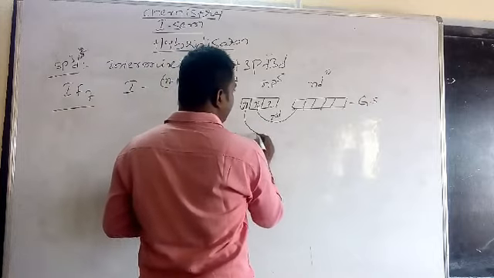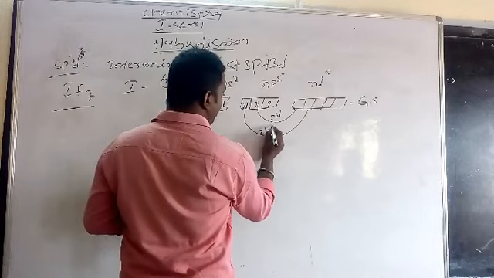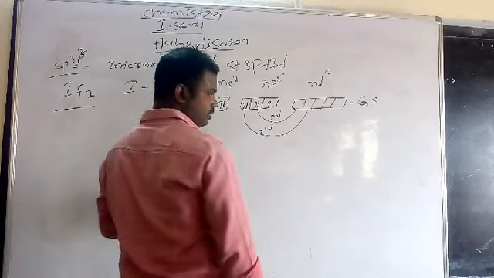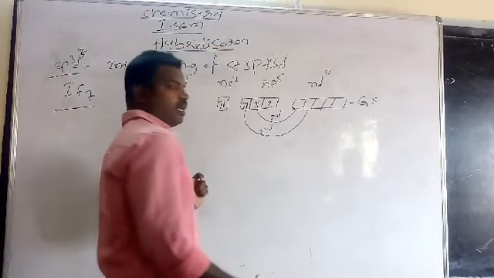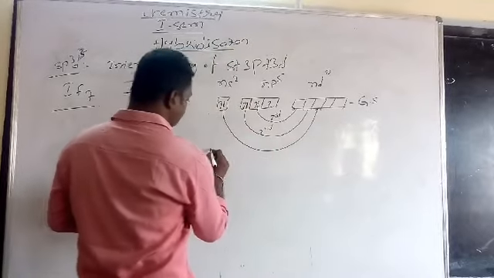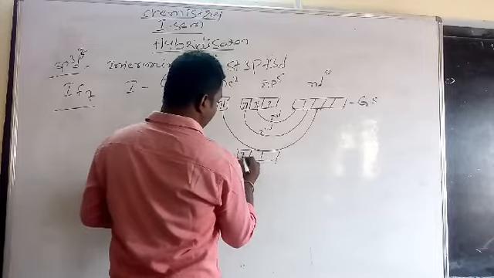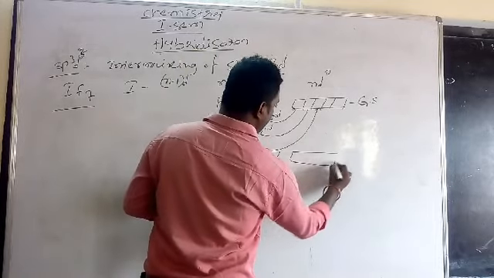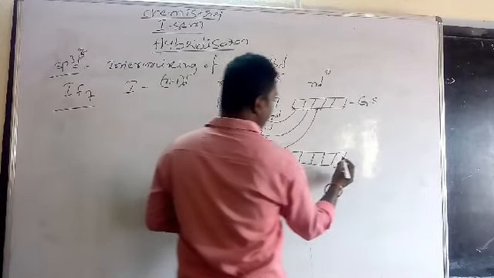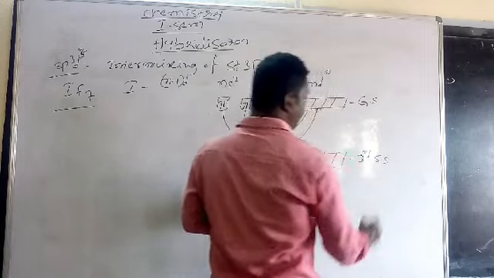Go to the second excited state. At the second excited state of iodine, 1, 2, 3, 4, 5: 5 unpaired electrons. But iodine requires 7 unpaired electrons. So go to the third excited state also. This is the third excited state of iodine.